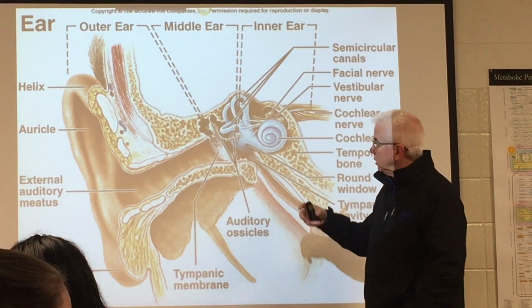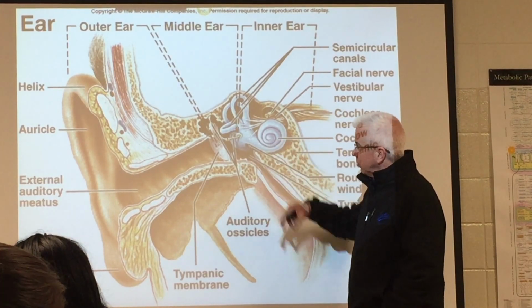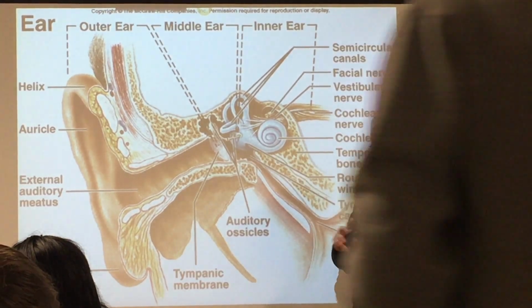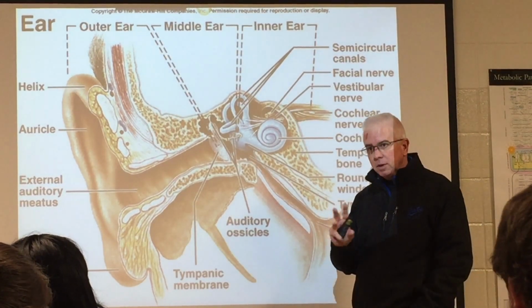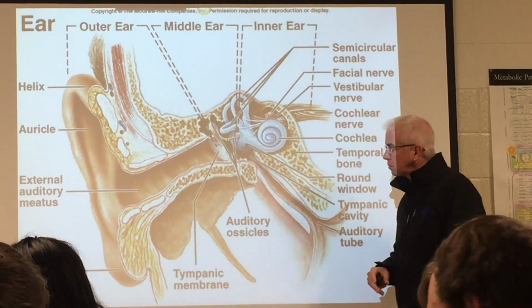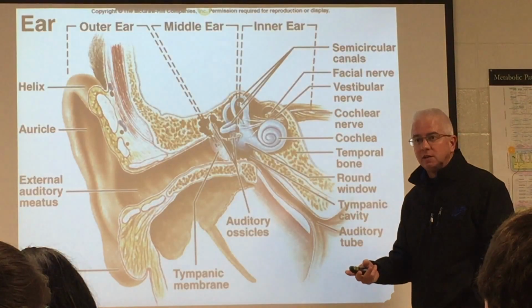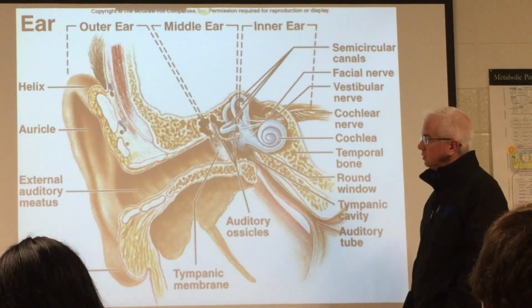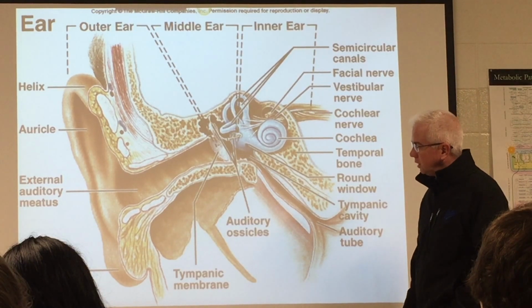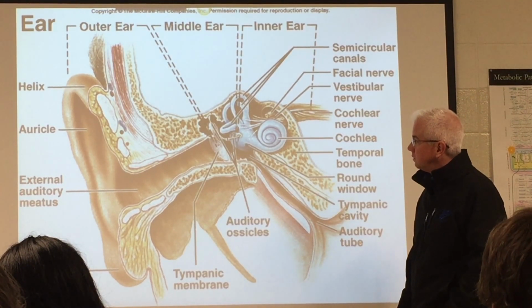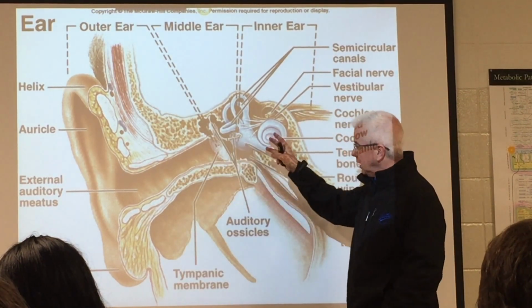pressing on the tectorial membrane of the organ of Corti, and then that's what converts. It's that movement of those cilia or hair cells in the tectorial membrane that actually changes the conductance. It causes action potentials in the auditory or the vestibulocochlear nerve. So that's the process we did last time.